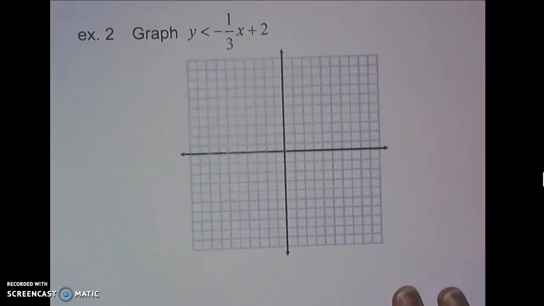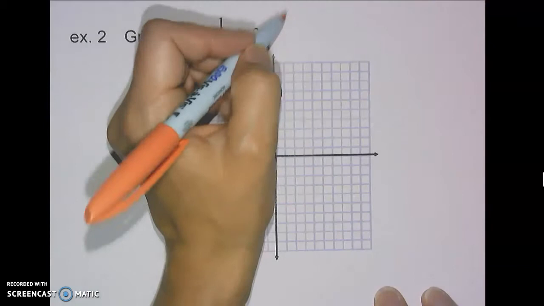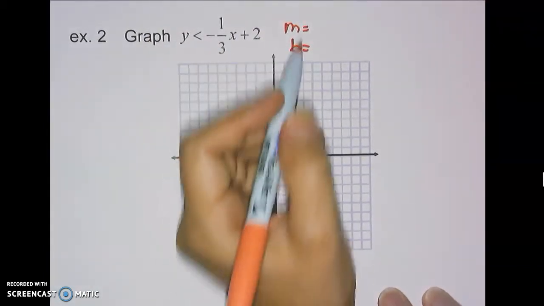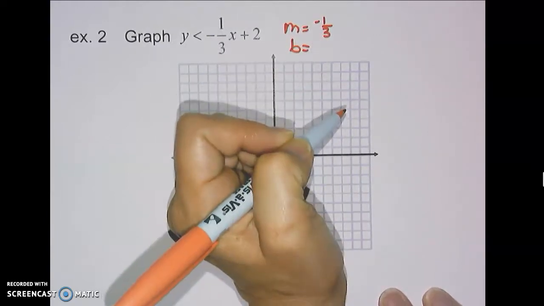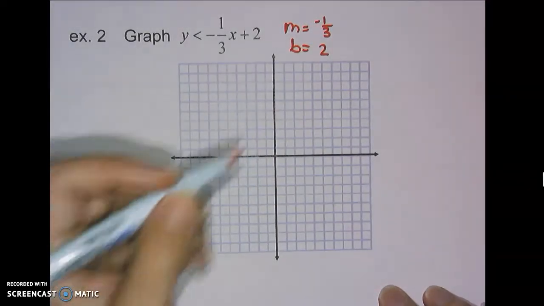All right, let's take a look at another one here. So we have y is less than -1/3 x plus 2. So it's already in y equals mx plus b form for us. So we need to know what m is and what b is. So looking at our equation, m is the -1/3 that's attached to the x, and b is the +2 that's being added on after. We're going to graph that line.